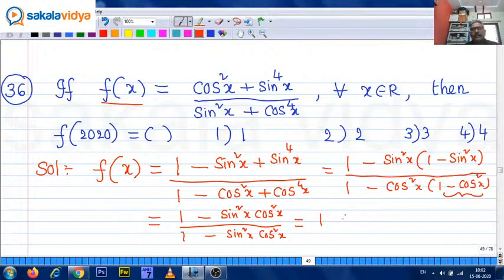So therefore f of 2020 is 1. Not only 2020, even in the year 2021 the answer is 1. Even after some thousands of years, the answer will always be 1 itself.